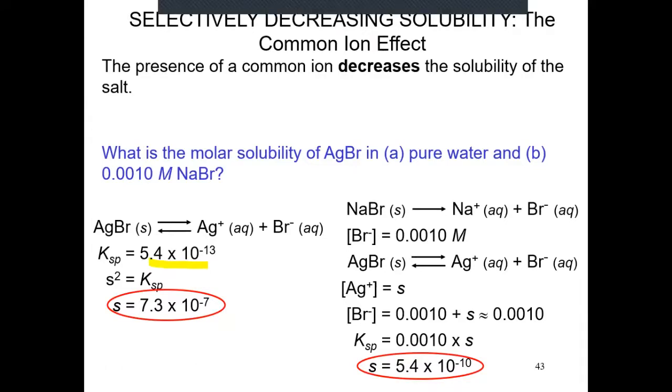Okay, let me know if there's any questions about that. So again, we first started out by discussing KSP and how to convert between KSP and solubility and stuff like that. Then we talked about how to use these KSP values to either predict precipitation reactions or predict the order in which precipitation is going to happen.